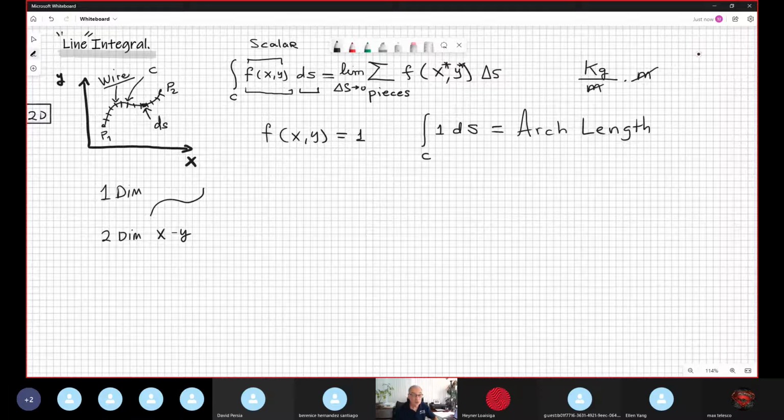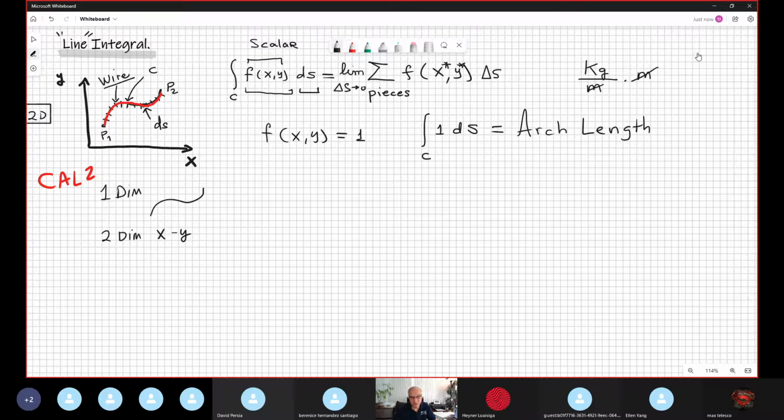O sea, if you suppose that the density is 1, the thing that we are doing is the computation of the arc length. Exactly the same we are doing in Cal 1, in Cal 2. Do you remember in Cal 2 the formula for the arc length? I suppose you remember, right? Yes or no?